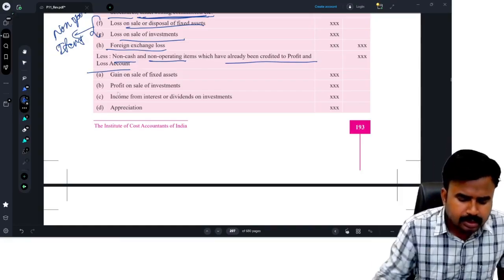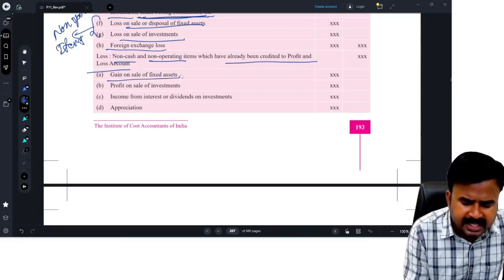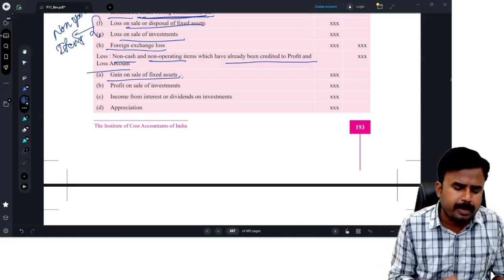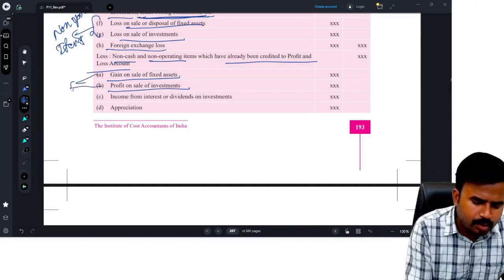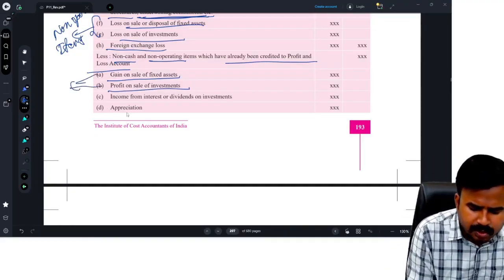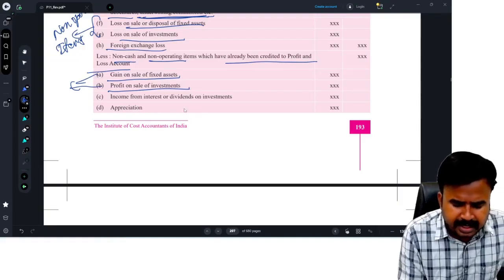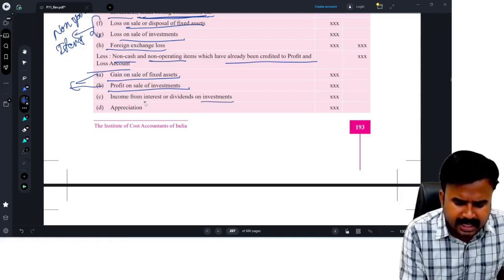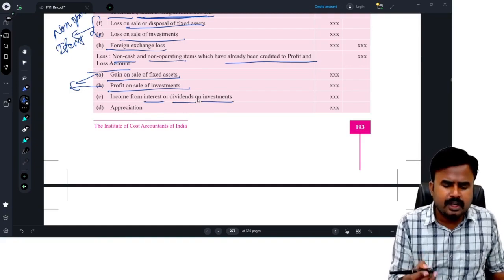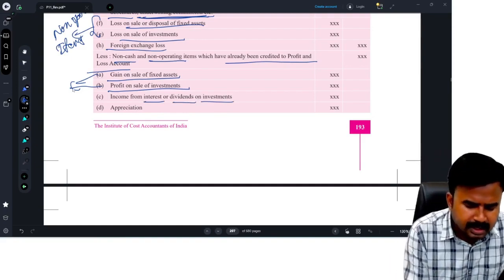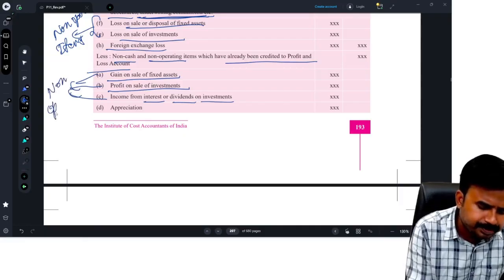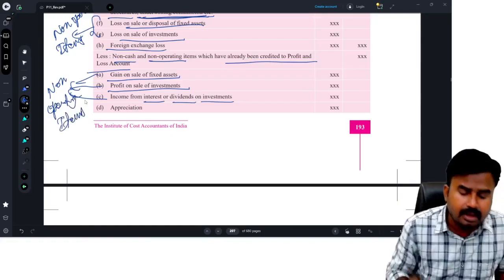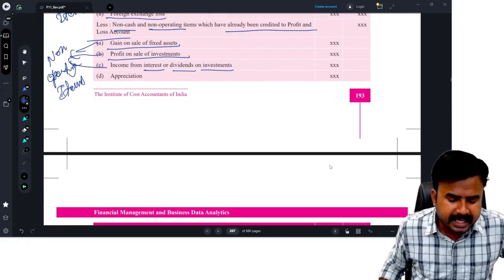So now let me write gain on sale of fixed assets. This is a non-operating gain or non-operating transaction. Profit on sale of investments, please deduct these two items. Okay, these two are what? Non-operating items. And also income from investments, that can be interest or dividend, nothing but interest on investments and dividend on investments. These three are non-operating items, my dear students. Some of these items are gains and some of these items are incomes, and they should be deducted.